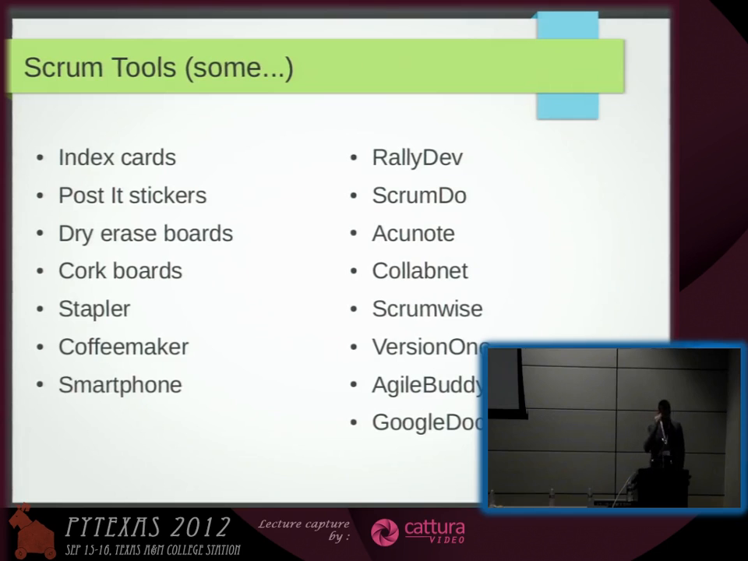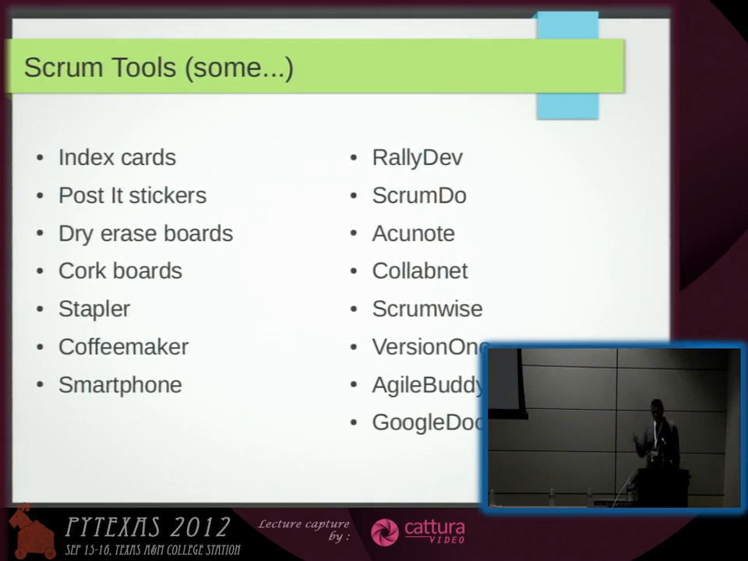Some list of tools: index cards, Post-it stickers, boards, corkboard, stapler, coffee maker, smartphone. Smartphone is a very useful tool, actually. You can use these whiteboards, and once you get something on it, the discussion was successful, you can take a picture and then use it as an attachment to a user story.